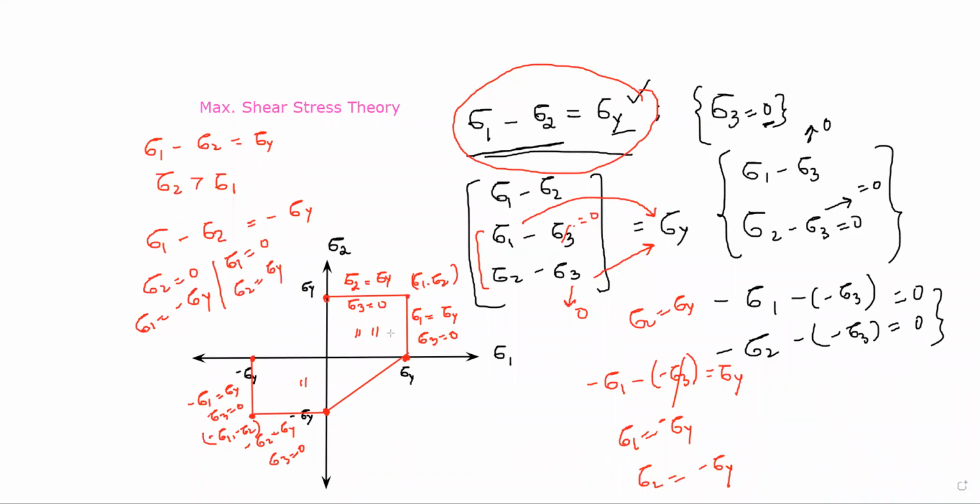Join these 2 points. As we join these 2 points, we get a hexagon like this. It's called Tresca's hexagon. So this is the hexagon. This entire hexagon represents what's known as the maximum shear stress theory. So the maximum shear stress theory is represented in the form of the hexagon. Now let's go to theory number 3.